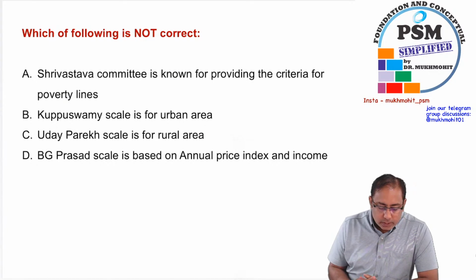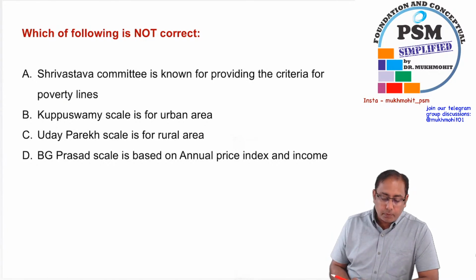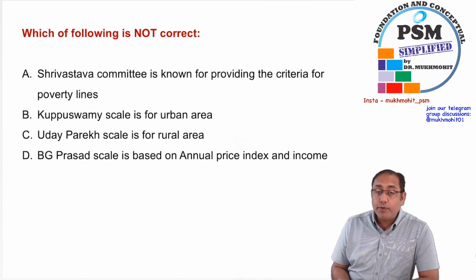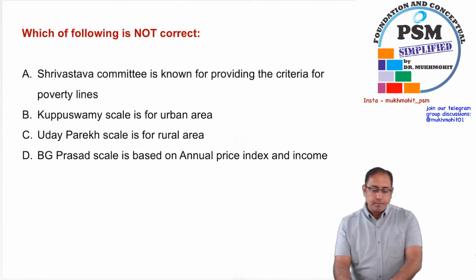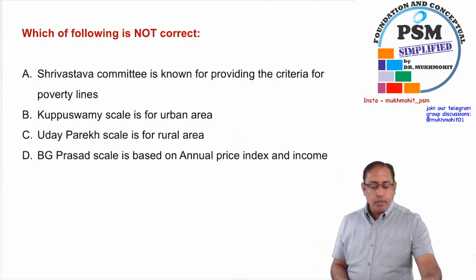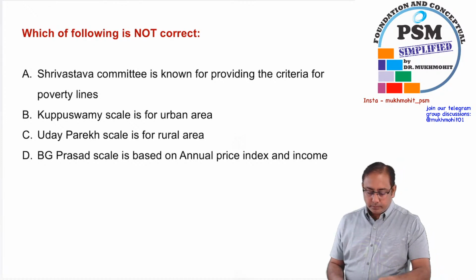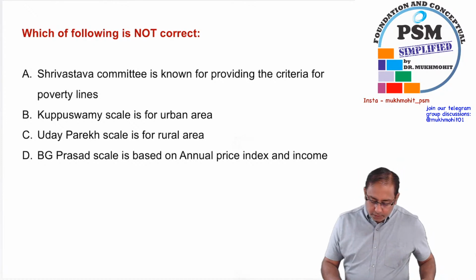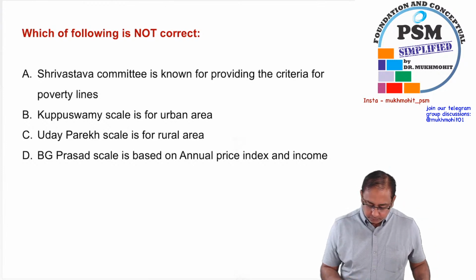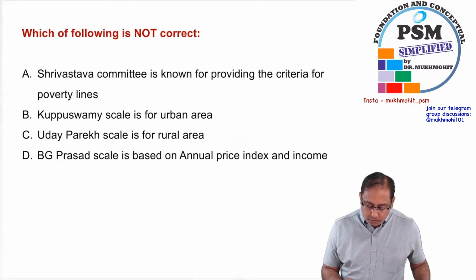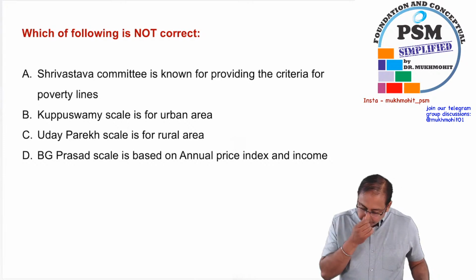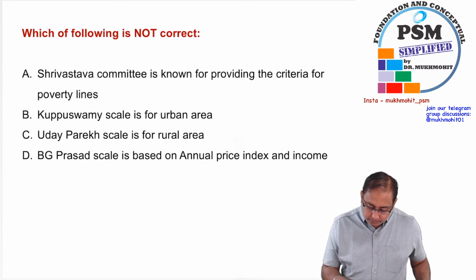Last question, which of the following is not correct? Srivastava committee is known for providing the criteria for poverty lines. Kuppuswamy scale is for urban area, Udai Parikh for rural area, BG Prasad is based on annual price index and income. What do you want to say? Which of the following is not correct? Any idea?